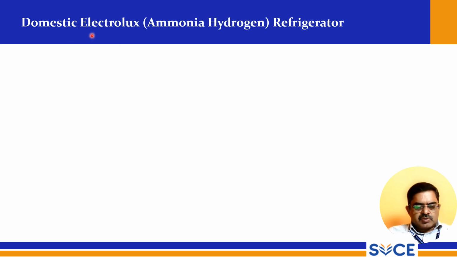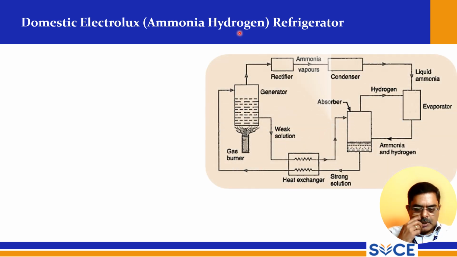So the domestic Electrolux is an ammonia hydrogen refrigerator. This is the block diagram of this type of refrigerator. Here we have an absorber. This is the absorber, and this is the hydrogen. Hydrogen and ammonia are circulated through the evaporator and absorber, and here is the heat exchanger. So this is the heat generator.